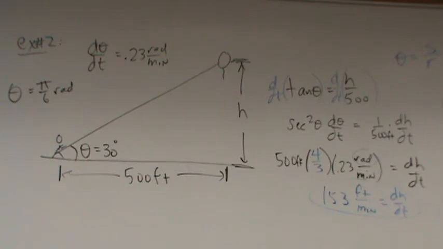Is 2 over radical 3, and then you square it. So it's x squared.